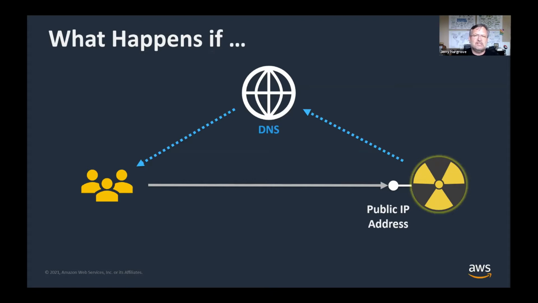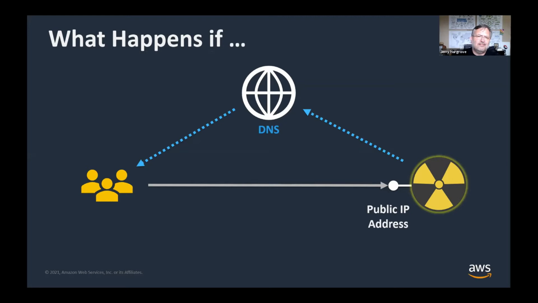what happens if something happens to that Lightsail instance? Say, for example, you had to stop and restart this Lightsail instance. When that happens, a Lightsail instance gets a new public IP address.